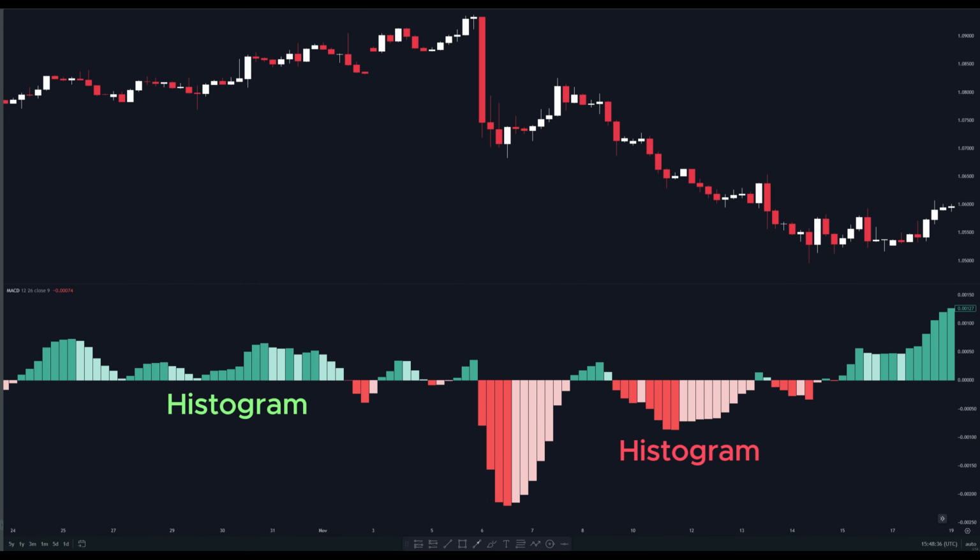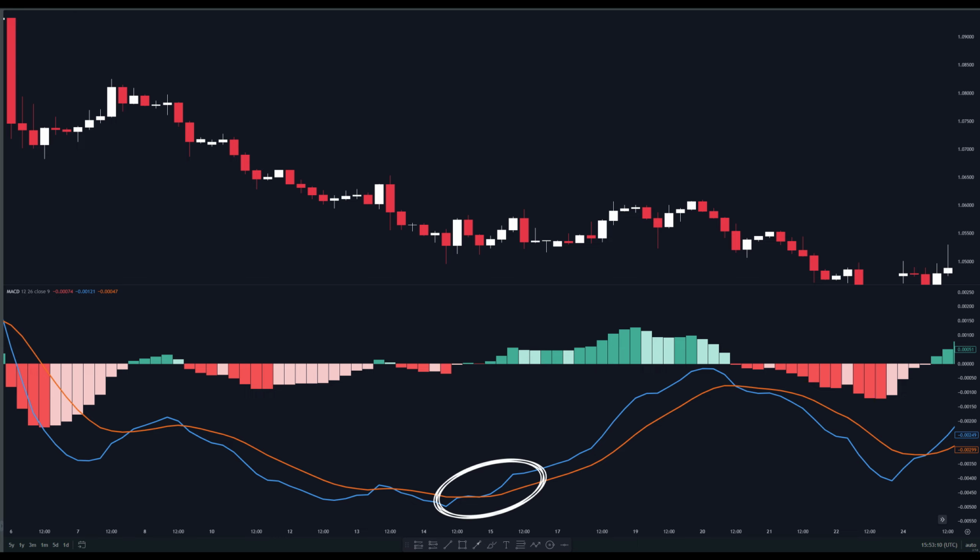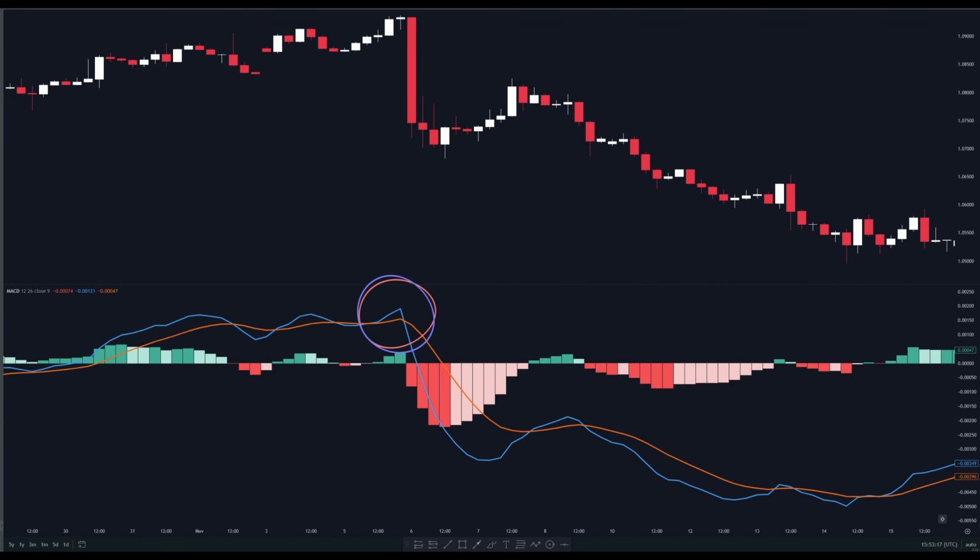Next, we have the histogram, which represents the difference between the MACD line and the signal line. Here you can see, when the MACD line crosses the signal line to the upside, the histogram will turn green. And if the MACD line crosses the signal line to the downside, the histogram will turn red. If the gap between these two lines is bigger, the histogram size will also be bigger. But if these two lines get closer, the size of the histogram will be smaller. Next, we have this zero line, which represents the center of the MACD indicator.